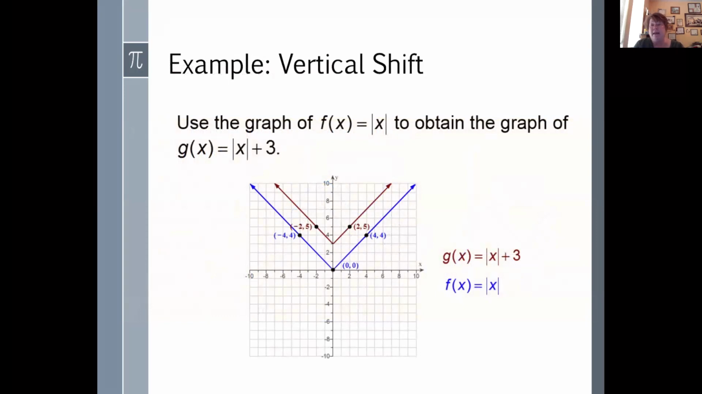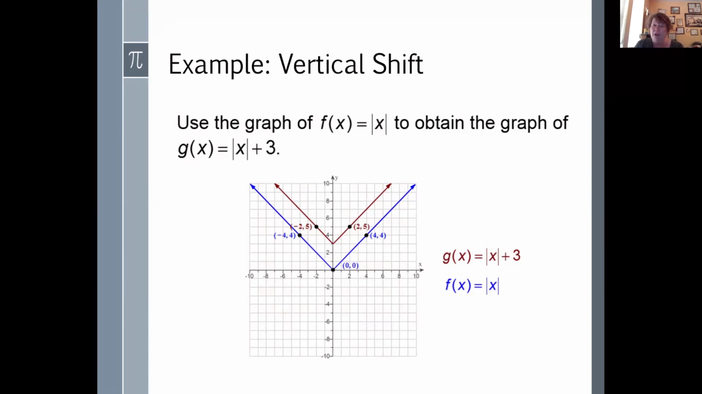Okay, so look at this example. This is an example using the standard absolute value function. The standard absolute value function is that function that's shaped like a V. It has its lowest point at the origin. It goes through 1, 1, it goes through -1, 1, etc. Now, what does the graph g of x equals the absolute value of x plus 3 look like?